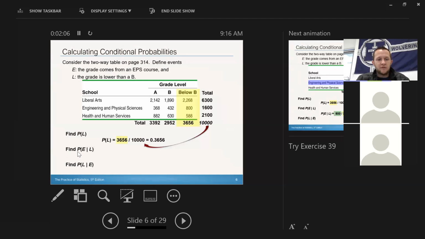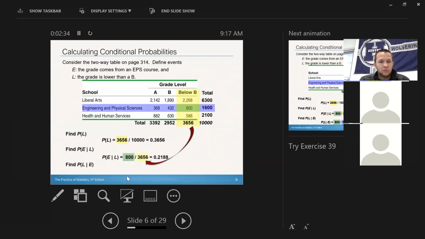Now, if we're looking at the probability of E given L, let's think of what that means. That means find the probability that the grade came from EPS, meaning engineering and physical science, given that it was lower than a B. So now what we're going to do here is look at the given that. So this is the condition. And so we're going to highlight the L column.